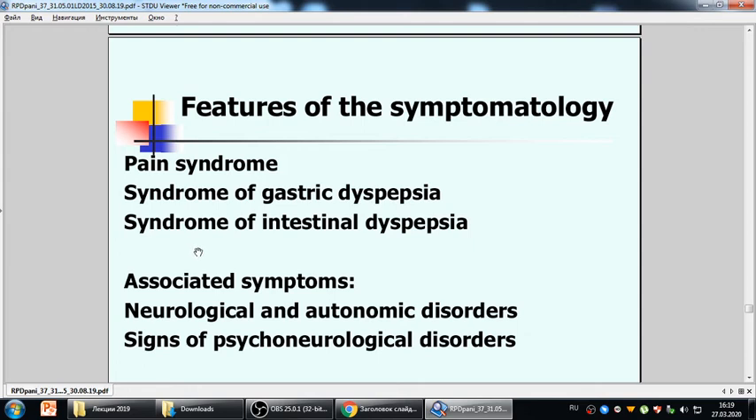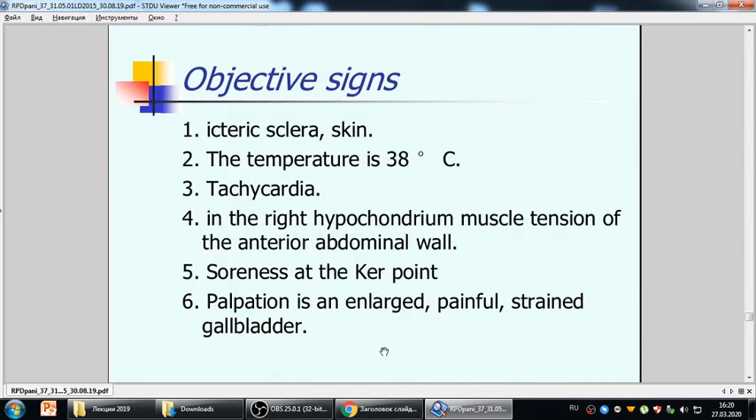Also, bile is a stimulator of peristalsis of the GIT, and if there is no bile, it will result in constipation. Also, bile has a bactericidal effect, and if there is no bile, there will be growth of microbes in the GIT system. Also, associated syndromes may occur, like neurological and autonomic disorders, and psychoneurological disorders.